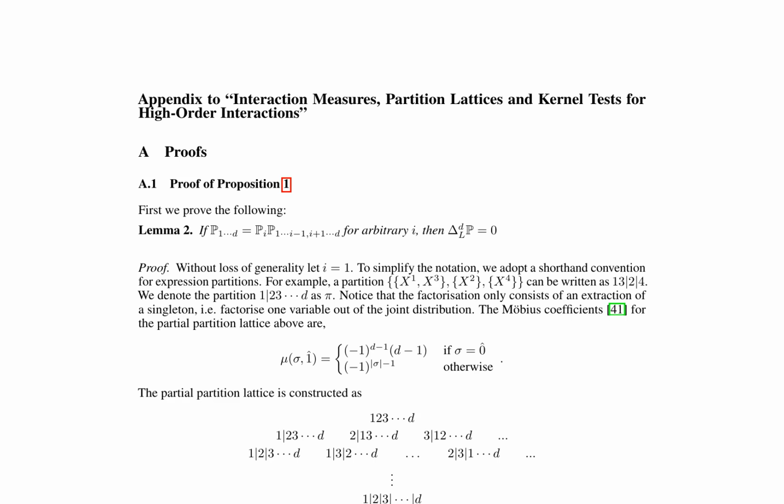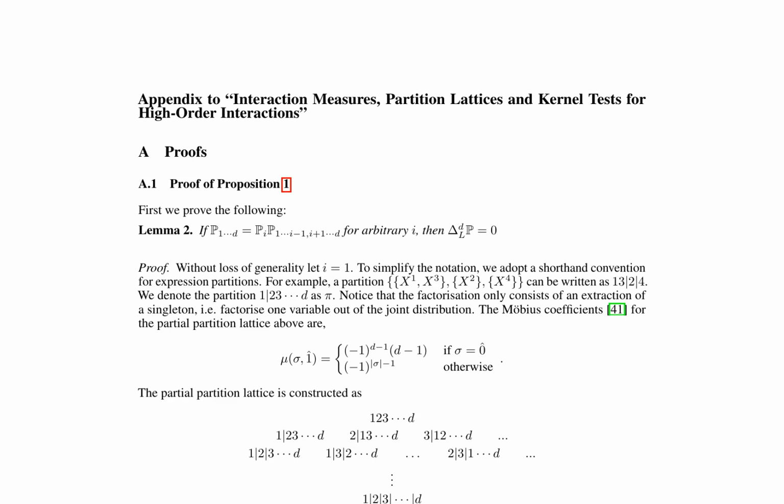In the appendix, Proposition 1 is proven through the introduction of Lemma 2, which states that if P(1:D) can be factorized as P(1:I-1) P(I+1:D) for arbitrary I, then ΔDLP equals 0. To prove this, a shorthand convention for expressing partitions is adopted, where a partition {x1, x3}, {x2}, {x4} is written as 13, 2, 4. The partition 1, 23..D is denoted as π.